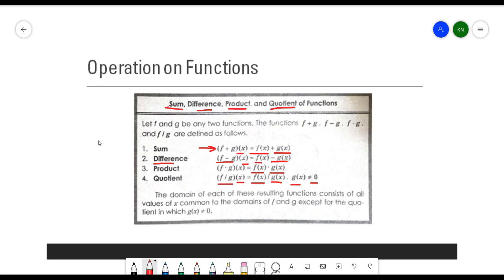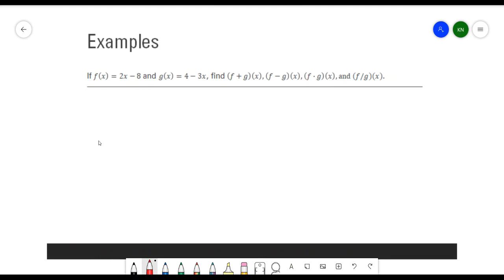So from here, we have an example. If f of x is equivalent to 2x minus 8 and g of x is equivalent to 4 minus 3x, then we need to find f plus g of x, f minus g of x, f times g of x, and f divided by g of x. So again, f plus g of x is equivalent to f of x plus g of x, right? So let's try to find this one first.